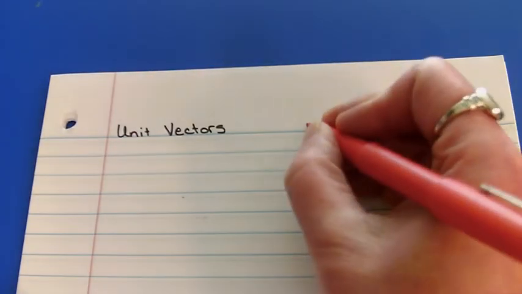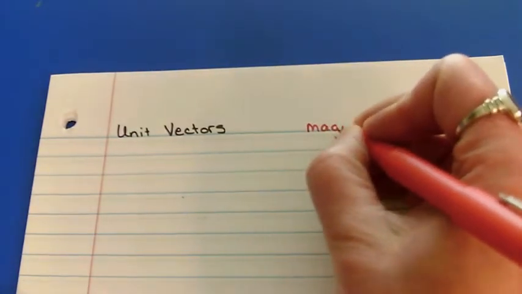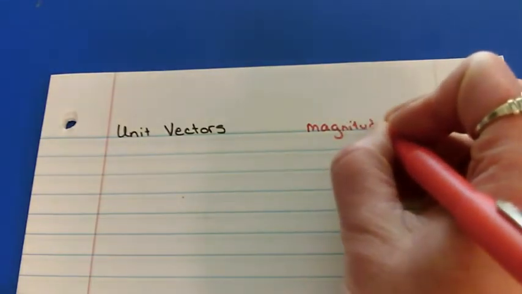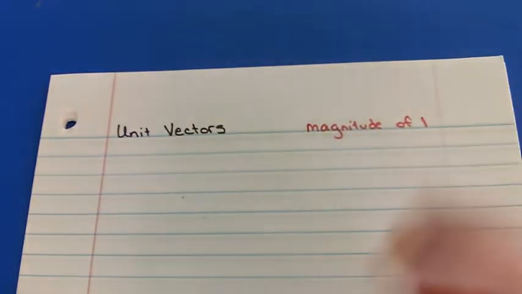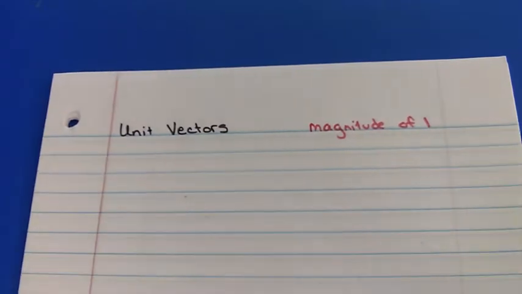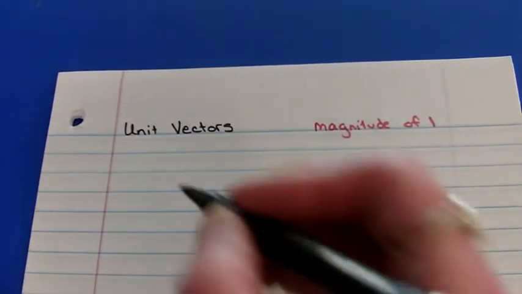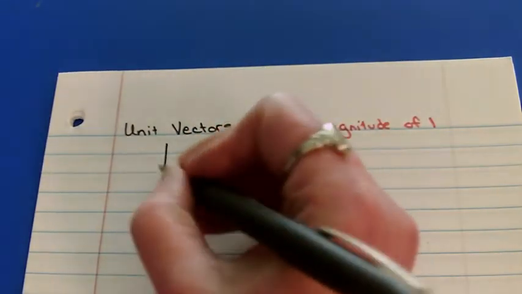Unit vectors. These are vectors with a magnitude of 1. In other words, their length is 1. And there's two really special unit vectors.